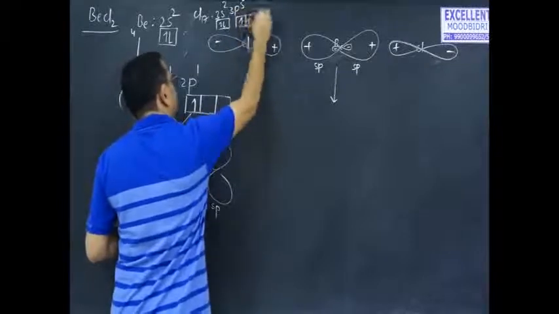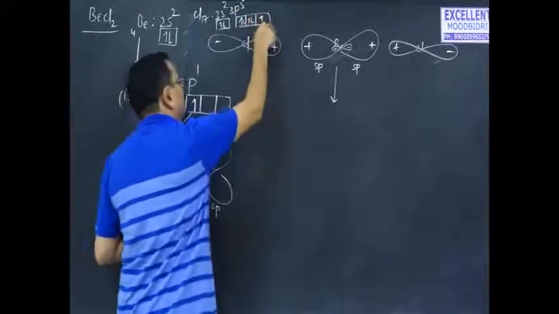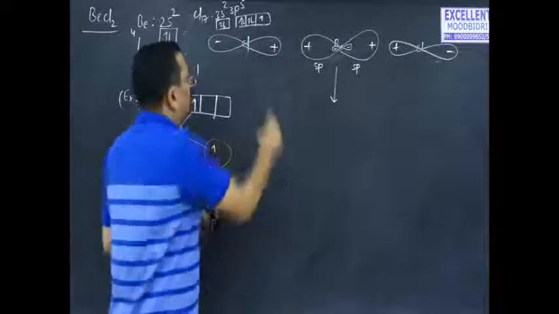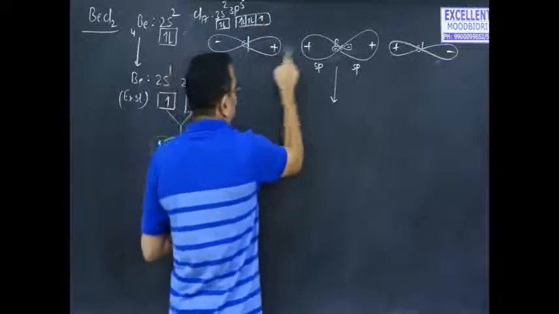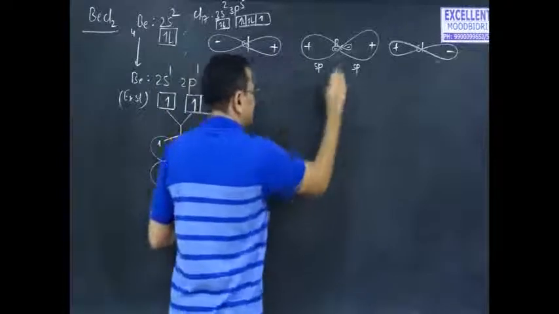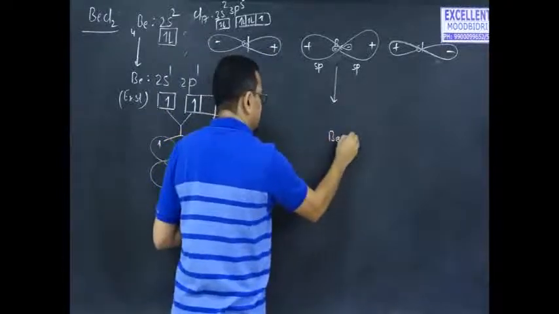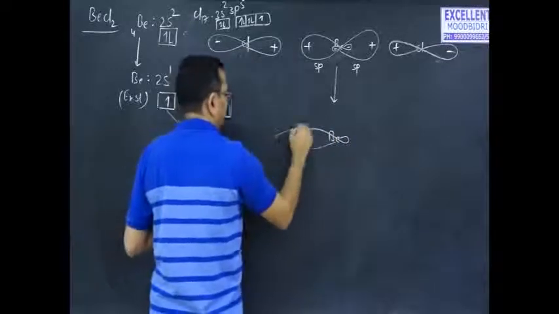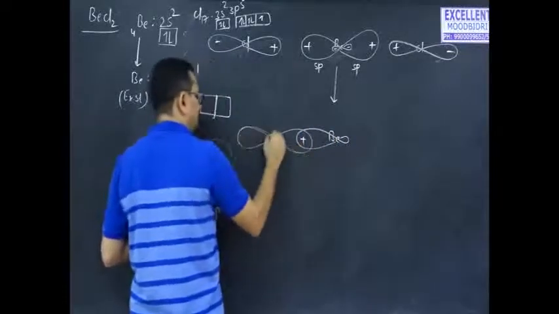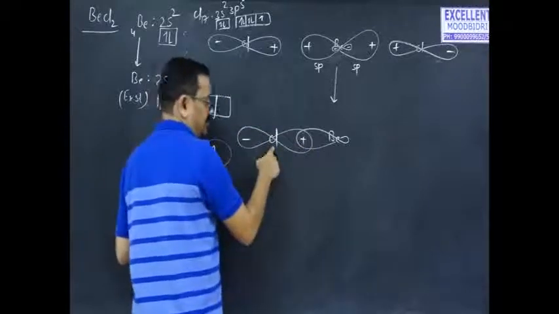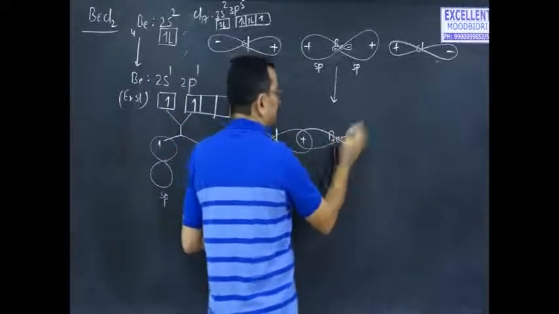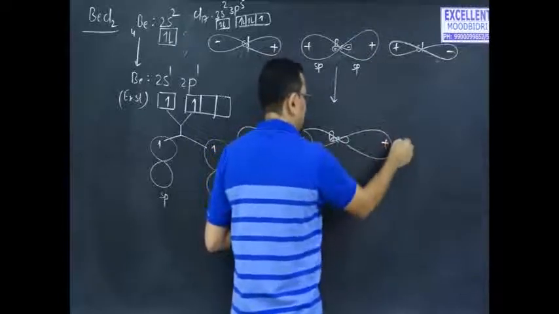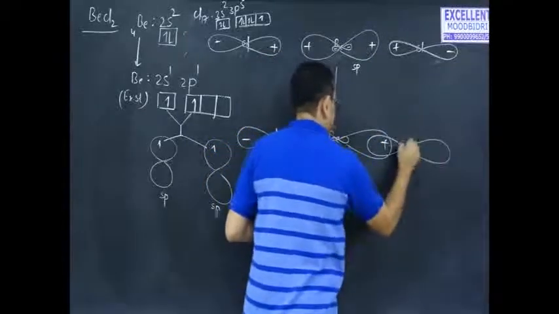3s2 3p5, 1 2 3 4 5. This is the half-filled p orbital of chlorine which is contributed for bond formation. Now, these two positive parts of the lobes overlap in the same linear manner and thus beryllium forms a sigma bond with the half-filled p orbital of chlorine.